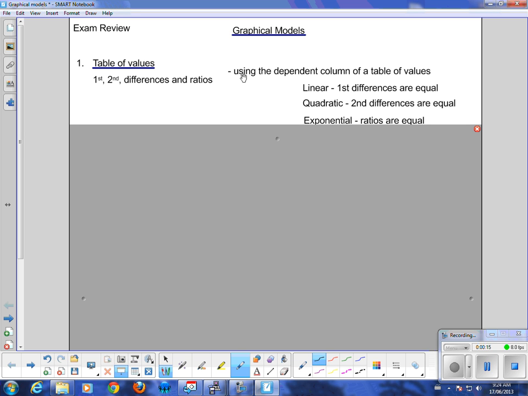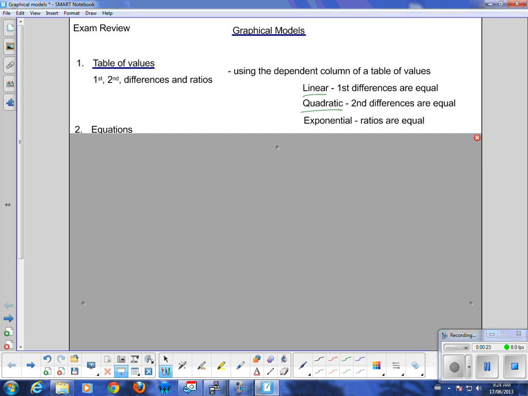And the reason tables of values are important is because we can tell from a table of values whether something is linear, quadratic, or exponential. The way we do that is by either first differences, second differences, or the ratios. So we're taking the dependent column, which means the y column of the table of values. If I subtract the y values, and I usually start at the bottom, and they turn out to be equal, then I know that the relationship is linear.